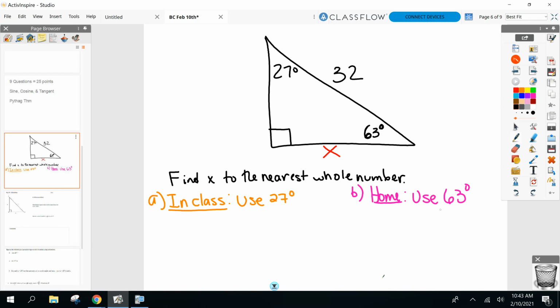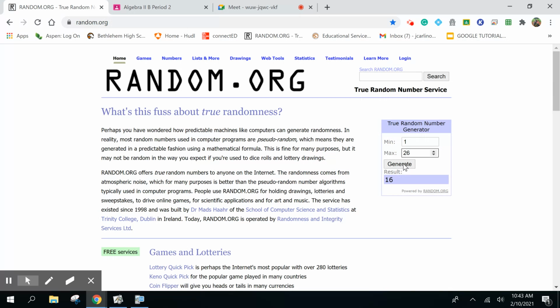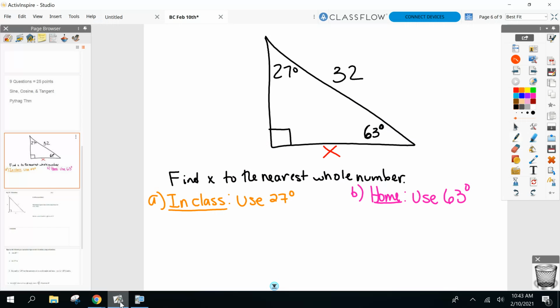All right, here we go. Hopefully I'll pick one person from in class and one person at home to help me out. First up, Maeve, ready? You went from 27 degrees. What'd you pick, sine, cosine, or tangent? Sine. Good call. So you did sine of 27 equals x over 32. And what'd you get to the nearest whole number? 15, good job. So we got 15 in class.